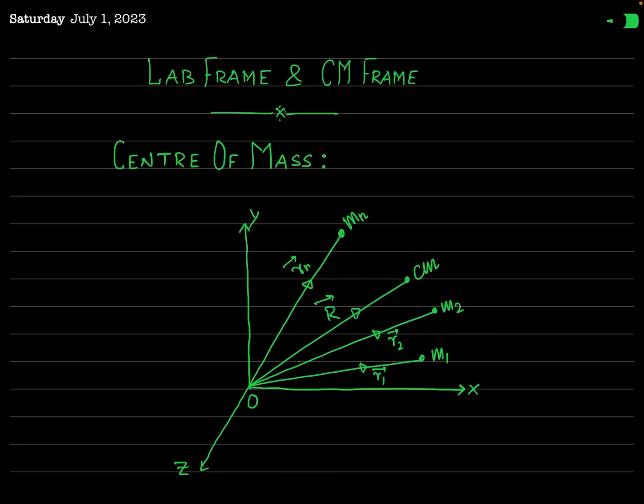interactions and collisions. The center of mass frame is particularly useful when you are studying collisions or interactions between multiple objects. And you know that this coordinate system, or this frame, allows for a clear separation of translation and relative motion.